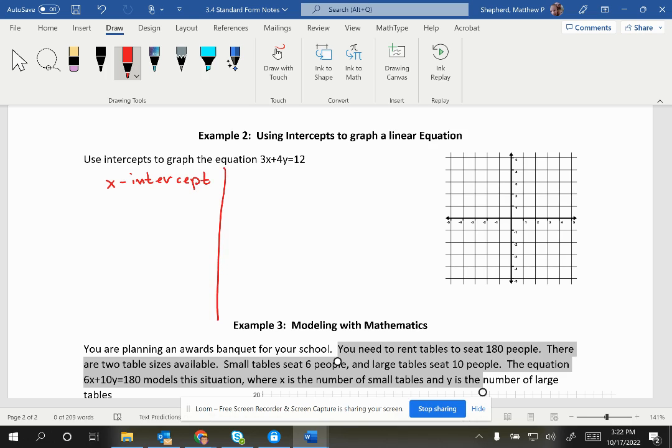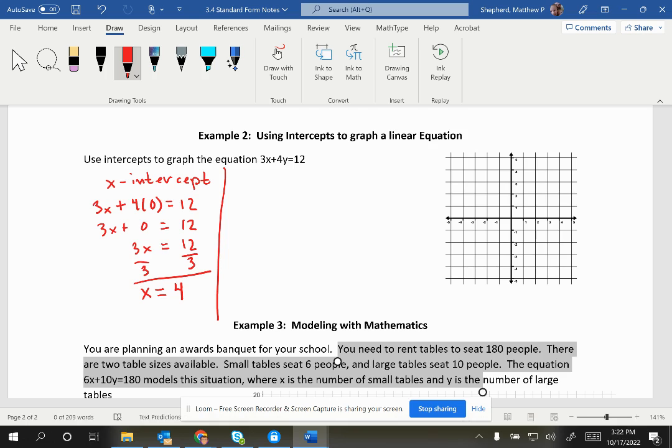Now, to find the x-intercept, what we do is we change the y to a 0. I want to find out what x is when y is at 0 in this equation. Well, 4 times 0 is just going to be 0. And then anything plus 0 would just be itself. Okay, so we got 3x is equal to 12. We want to get x alone. Divide by 3 on both sides, and we will have x is equal to 4.